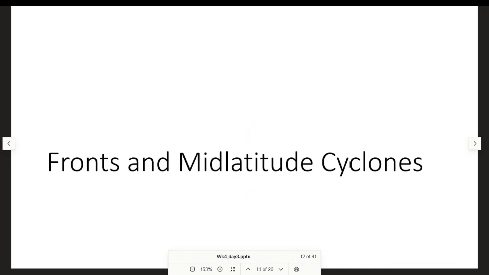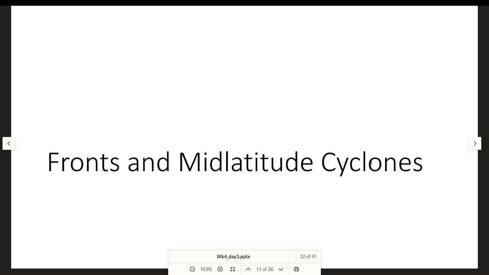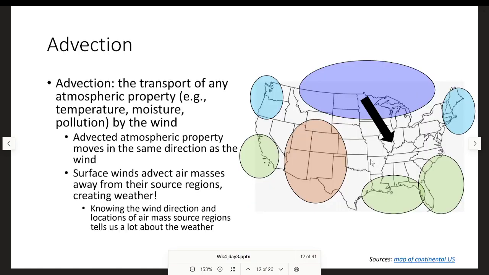Okay, now that we have this trough set up from the jet stream, we can talk about the mid-latitude wave cyclones and fronts. So, advection. This is the transport of any atmospheric property, so temperature, moisture, pollution, by the wind. So advection just means the wind moving across a flat plane. Advected atmospheric property moves in the same direction as the wind. Surface winds advect air masses away from their source regions, creating weather.